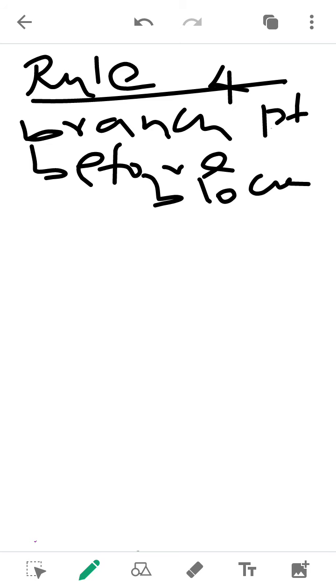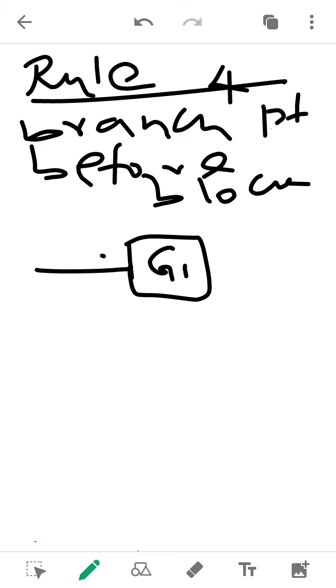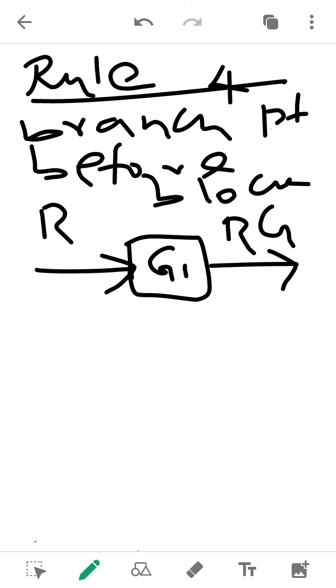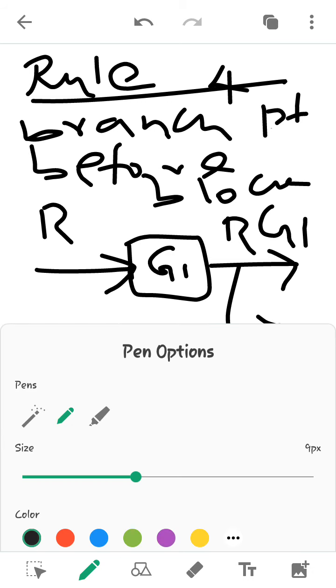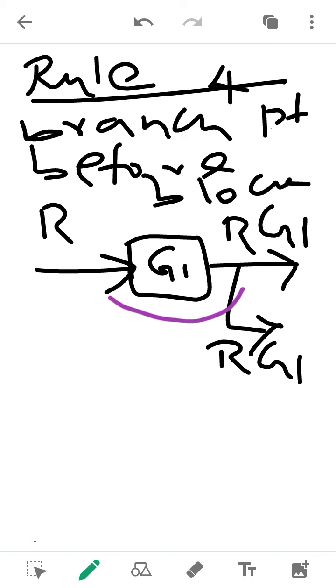So again let us consider a block. Let the input be R, let the output here be RG1, let the branch point that we are supposed to move be this one. Again the output signal here also will be RG1. So now I want to move this branch point over here. So what should be done?